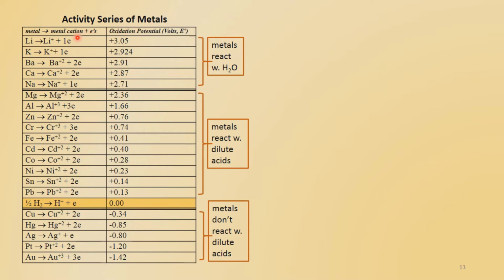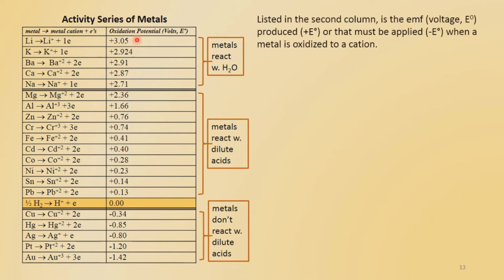So in the column on the left we have a variety of metals. Notice that each of them is being oxidized as we go left to right. They're all losing electrons in the process. Listed in the second column is the EMF, or the voltage, that is produced if the value is positive, above hydrogen. These are favorable. They'll occur spontaneously and produce a voltage. Or they list the potential or voltage that must be applied if the EMF is negative. And that's with reference to when a metal is being oxidized.